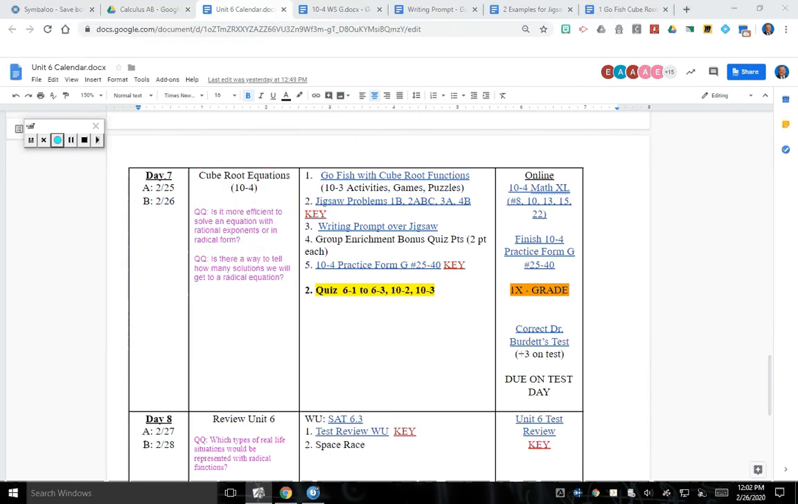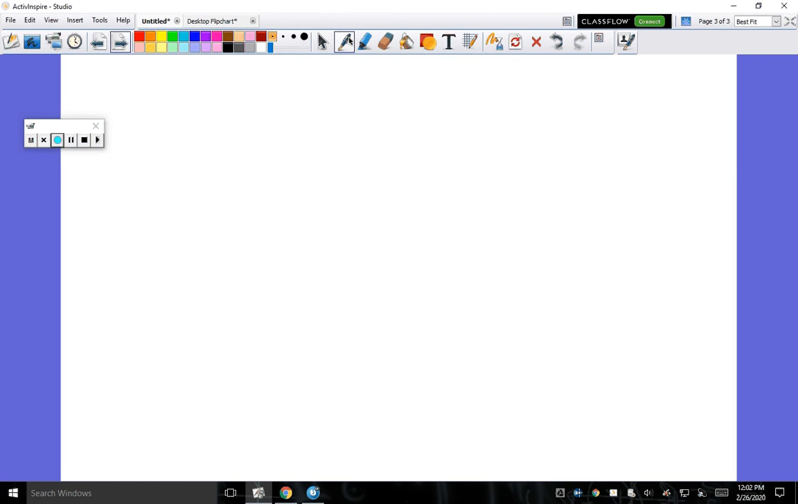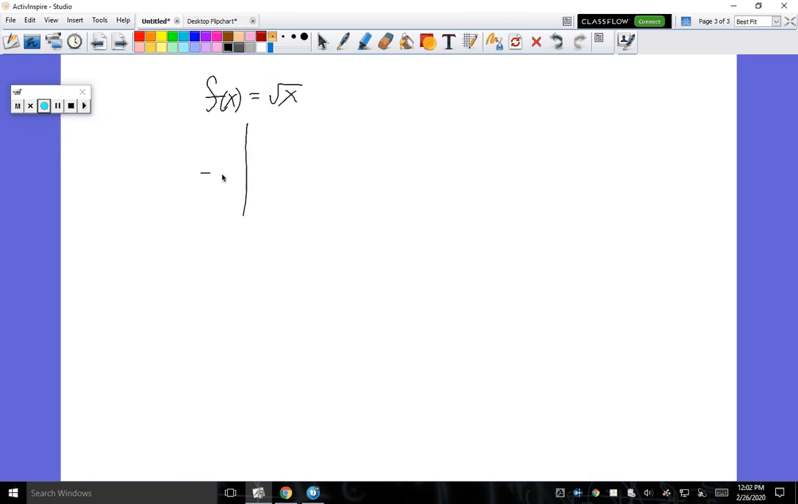Okay, so let's look at comparing these two. We have f of x, again, is equal to the square root of x. We know what that looks like. We now have this new parent function, which is the cube root of x. And transformations wise, everything is pretty much the same.